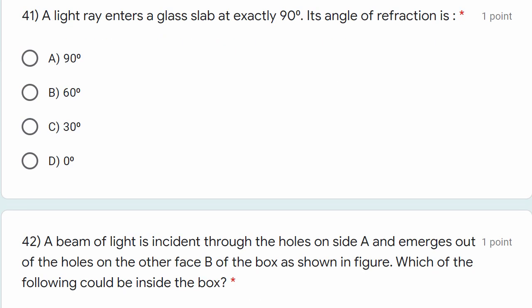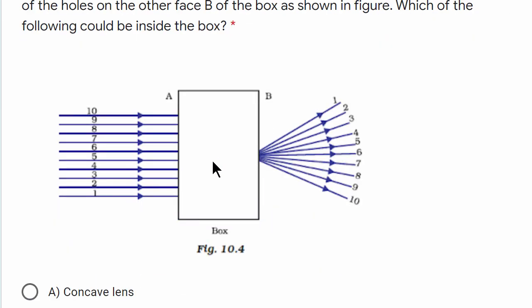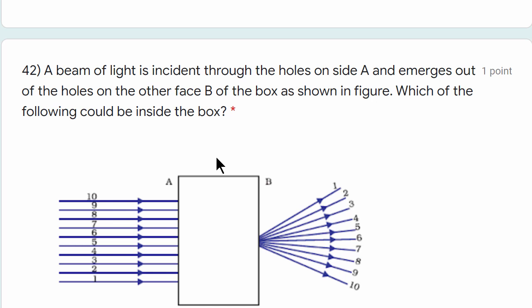Okay, first question, a light ray enters a glass slab at exactly 90 degree. Exactly 90 degree andre, the angle of incidence will be 0. Angle of incidence yake 0 agate? Because 90 degree is the normal. If you enter at 90 degree, then the angle of incidence is 0. So angle of refraction will be 0. So straight line along the normal, it doesn't refract. It goes straight.